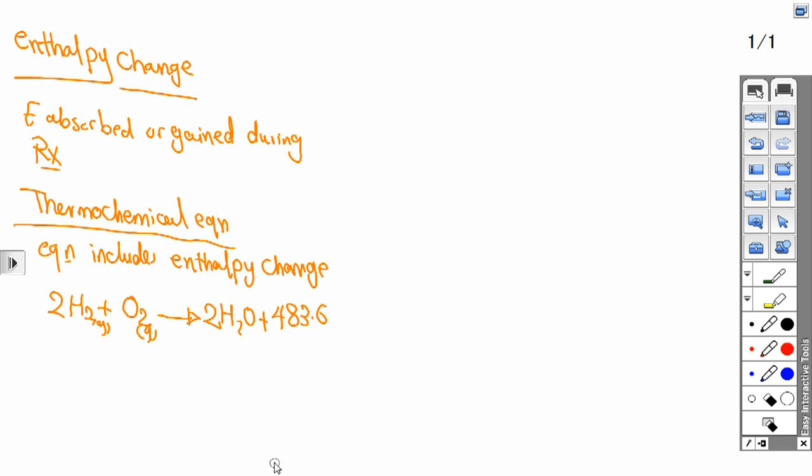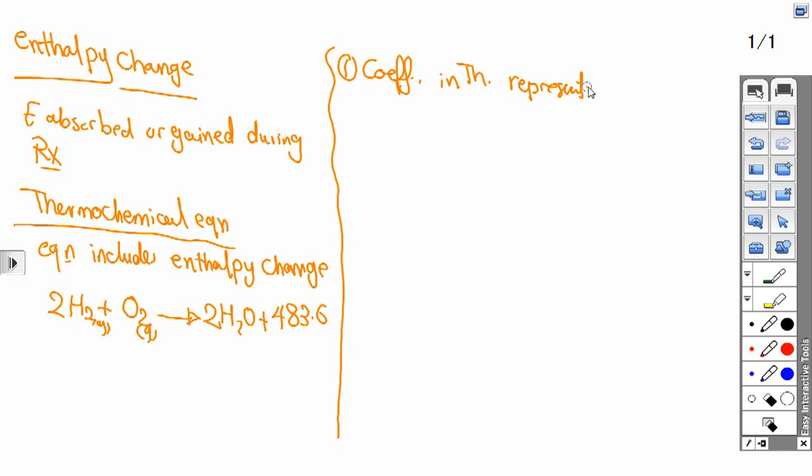A thermochemical equation has some properties. The first one: the coefficients in a thermochemical equation represent only moles. They don't represent molecules, because we may use half, quarter, and so on. So the coefficient in a thermochemical equation represents moles.